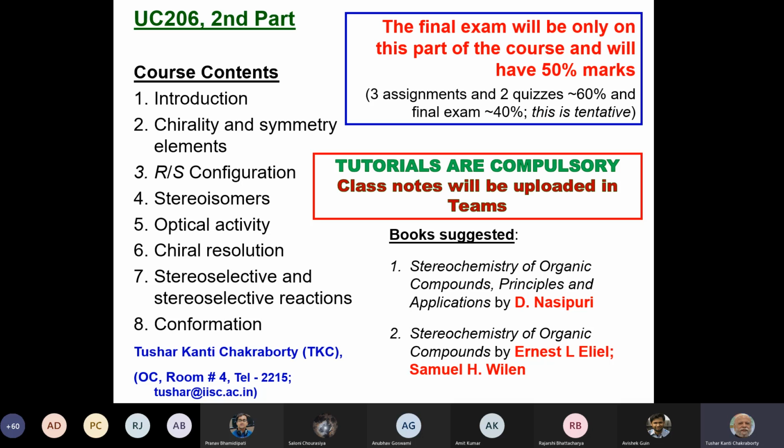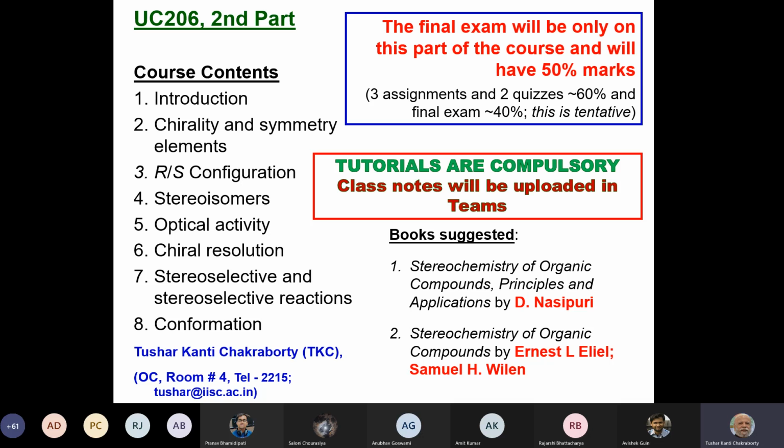So tutorials, if you have done before, it will be compulsory for all of you to attend the tutorials, and whatever I teach, all the class notes, all the slides will be available to you from the next class onward, and you can go through only those notes, and that will be sufficient for you to learn and also prepare for the exam.